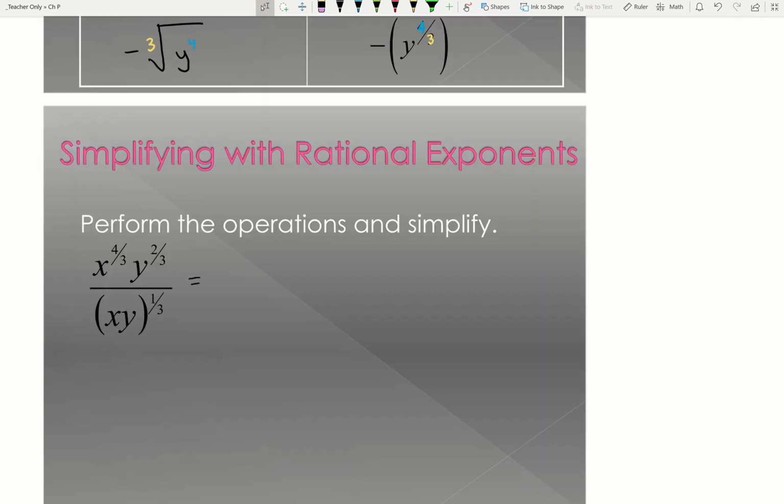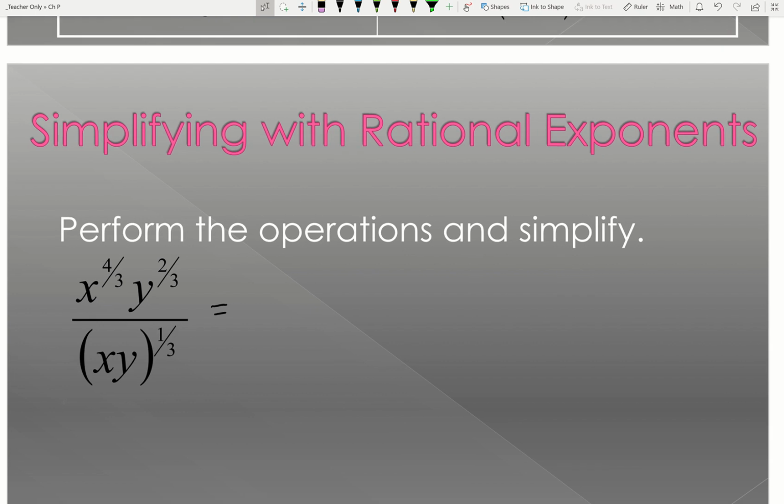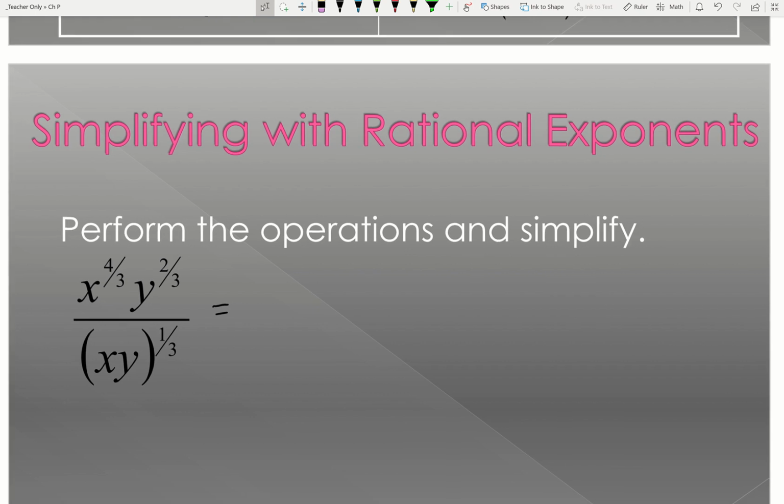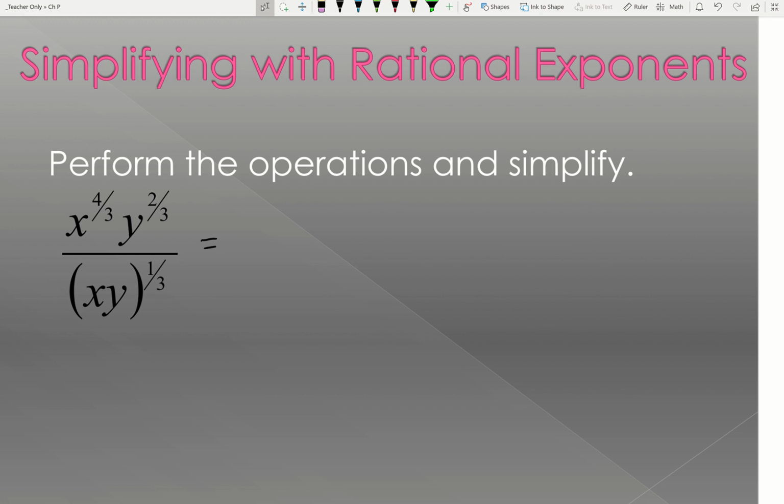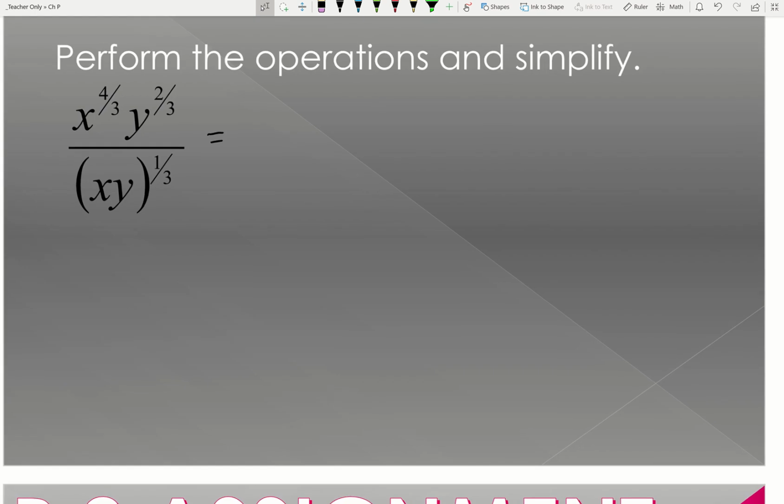Okay, I believe this is the last example of the video, so here we go. Perform the operations and simplify. Here we have some fractional exponents, and so we're going to use our exponent rules in combination with what we just learned about fractional exponents and that kind of thing, and we're going to simplify this down. So one of the things that I notice is that on the bottom I have a set of parentheses, and then everything is being raised to the 3rd power. The operations that I see inside the parentheses are just multiplication, so I'm going to raise everything inside the parentheses to that exponent. So I'm going to do that.